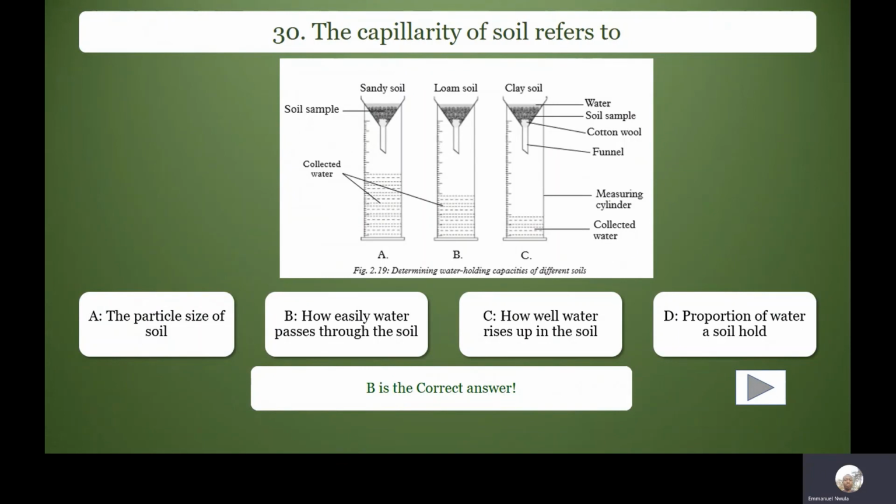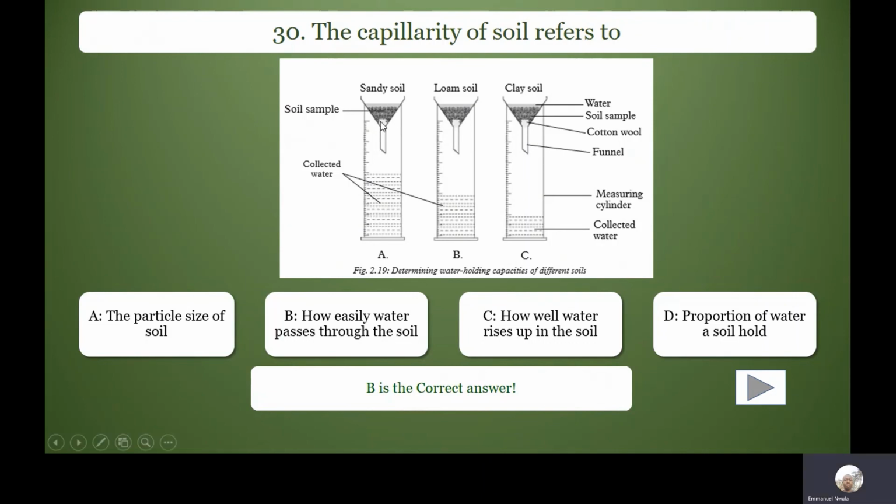The capillarity of soil refers to how easily water passes through the soil. That's B. The correct answer is B. Of course, when you look at sandy, loamy, and clay soil, which one allows water to pass very easily through it? It is sandy soil, followed by loamy, and then clay.